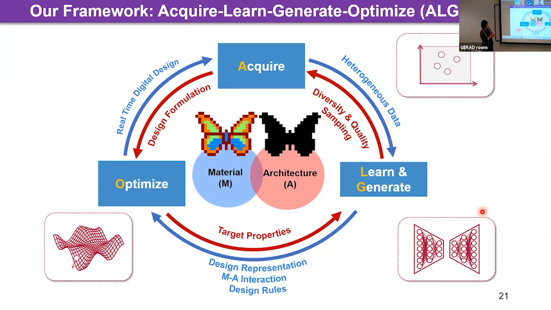And we're also using machine learning techniques to understand the interaction between different aspects like material and architecture. And for programmable material systems, we can add another circle in the middle, that's the stimuli. So we're looking at the interaction using machine learning techniques.